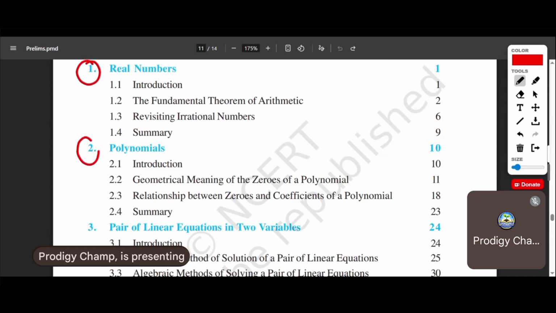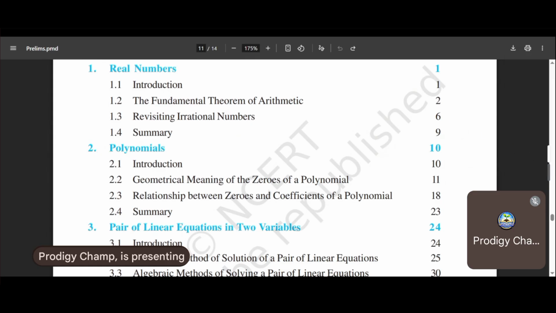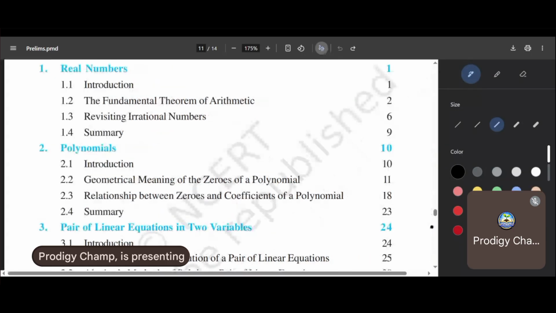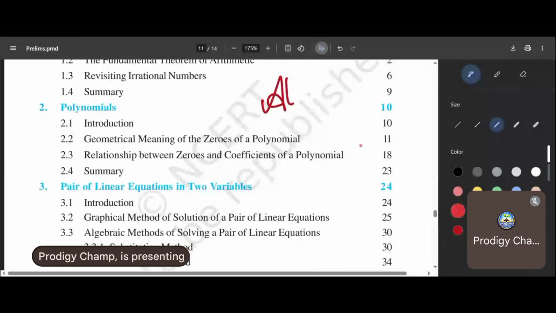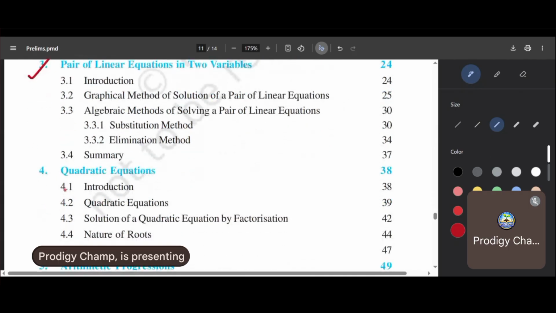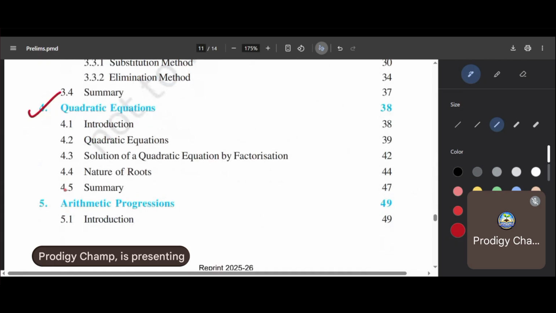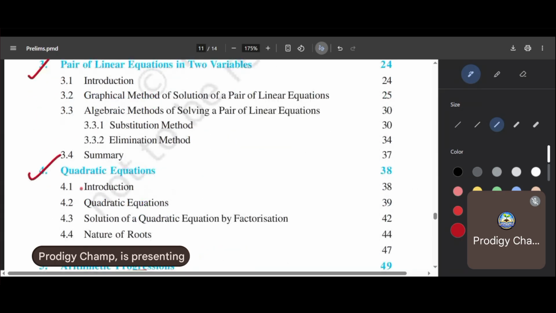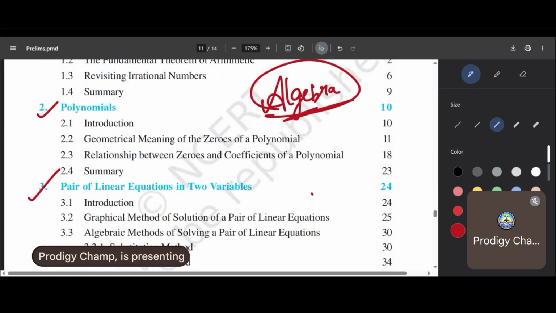Can we enter into the second chapter? See children, here in this polynomials chapter, we have a chapter called algebra, right? Algebra you would be learning in 8th standard in the NCERT book. That algebra chapter itself has an influence in the polynomial chapter, pair of linear equations chapter, and quadratic equation chapter. Even in this AP chapter also, we will be using all those variables and constants.